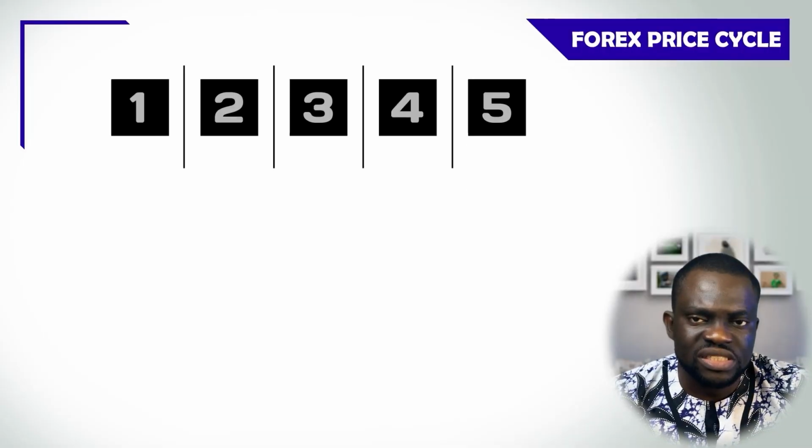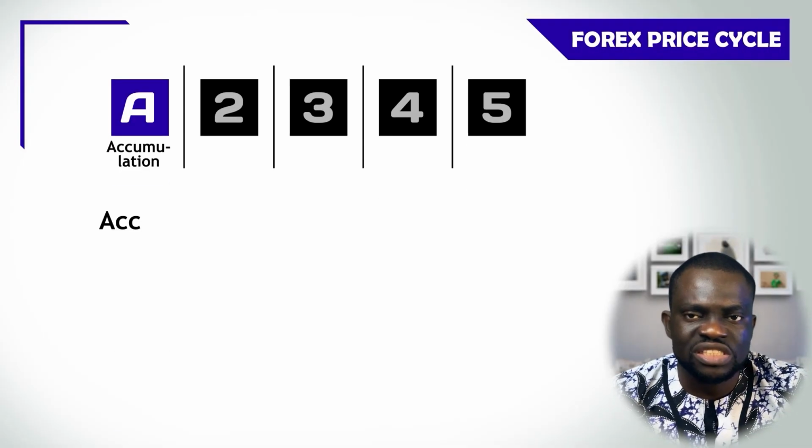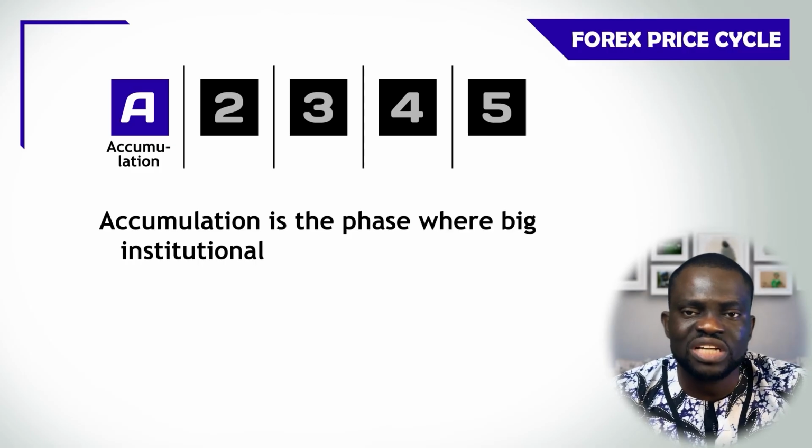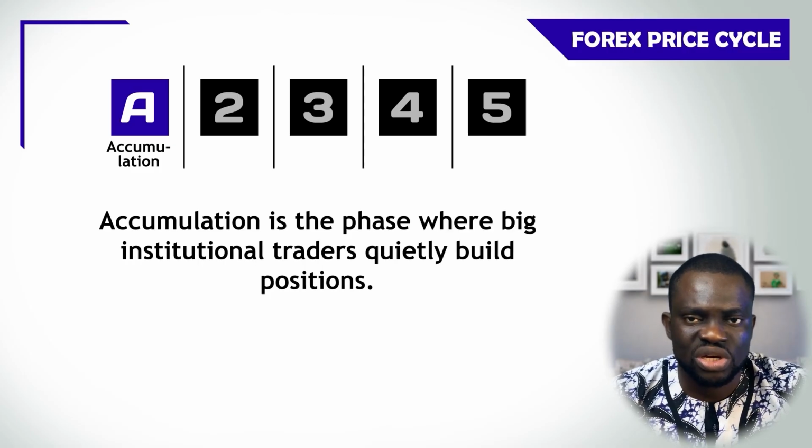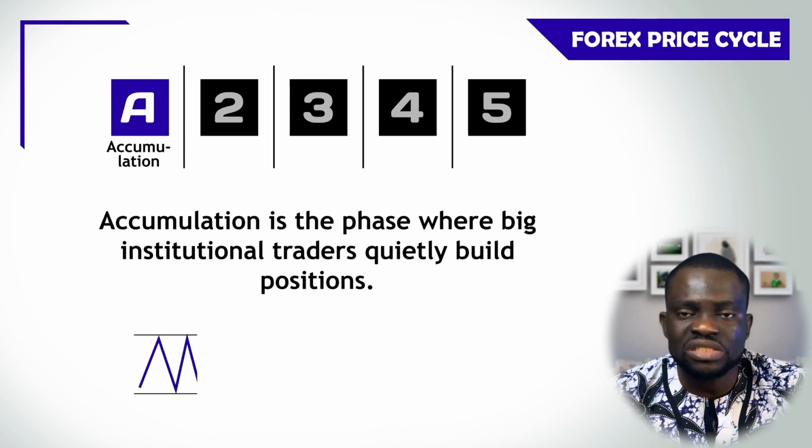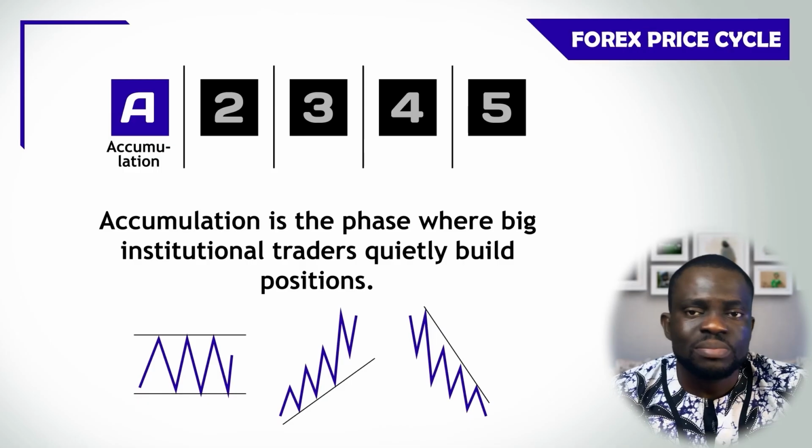The first phase is accumulation. It is the phase where big institutional traders quietly build positions. Price action in this phase doesn't matter. It can be ranging, bullish, or bearish. Price direction doesn't reflect the accumulated position. It is the most unpredictable phase of the price cycle because it is the big institutional players' decision-making phase. So price action strategies don't work in the accumulation phase.